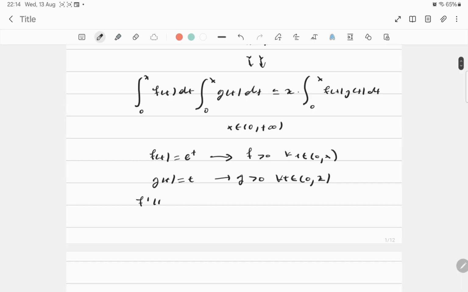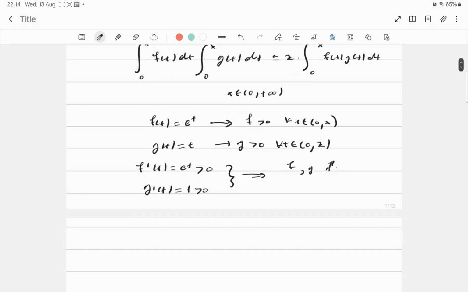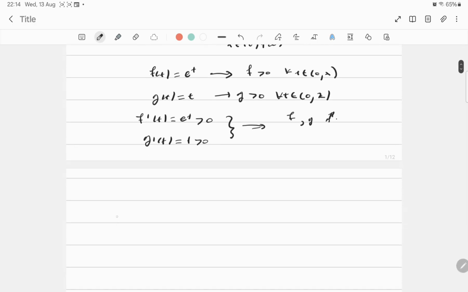Now about the monotonicity, the derivative of the exponential is positive. The derivative of g is 1, which is positive. So f and g are monotonically increasing functions. They share the same monotonicity. Now let's put things together. Let's calculate the left and the right hand side. The left hand side is the integral from 0 to x of f of t dt times the integral from 0 to x of g of t dt.